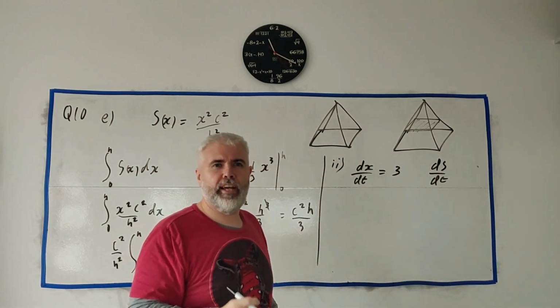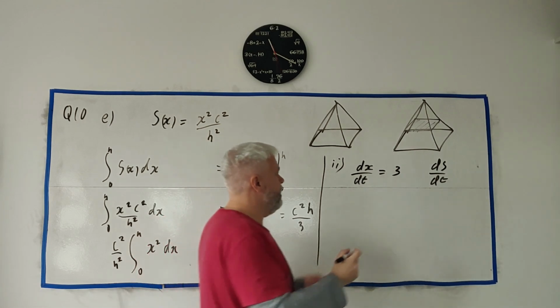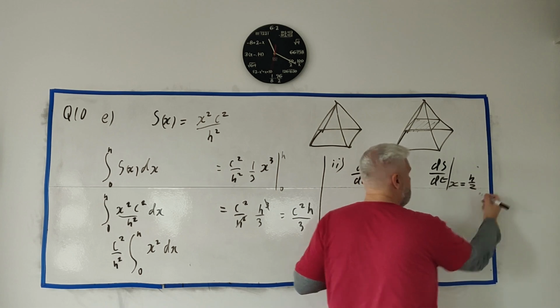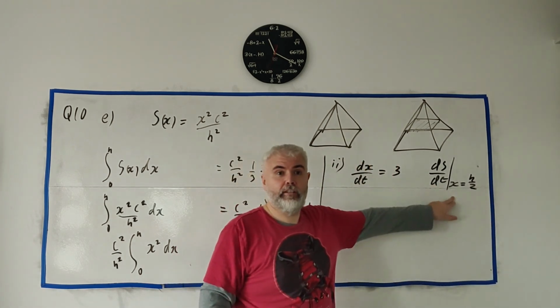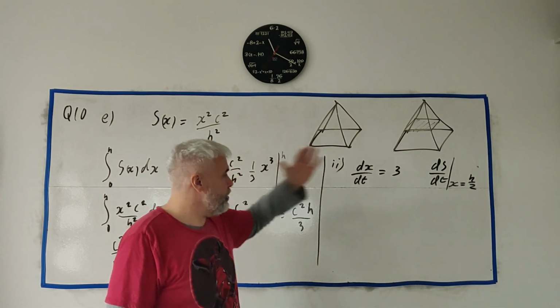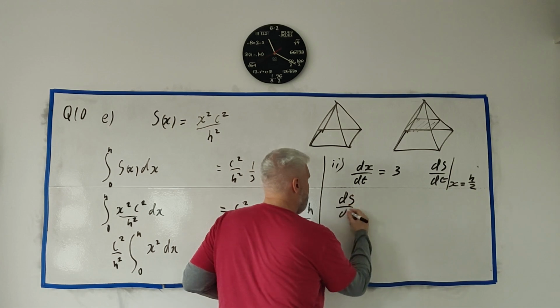At a specific point, at an instant when x is half the height. So that just says when x equals h over 2. So that's what all that English turned into. And this is a very common, we just always use the chain rule. We're looking for this answer. We're looking for dS/dt.